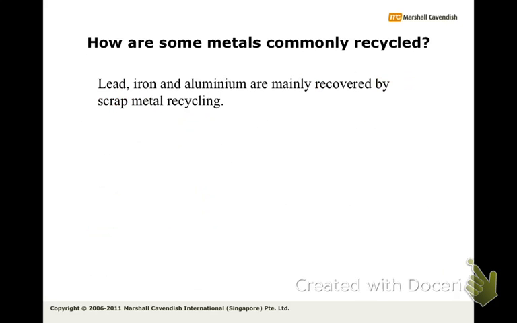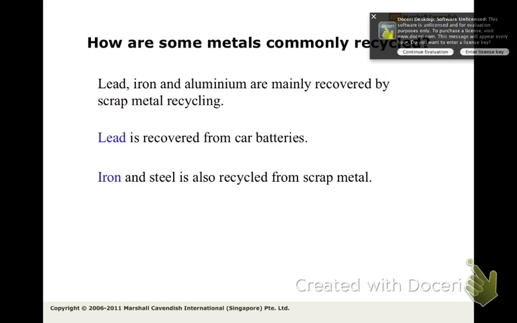Now basically the more common metals that you usually recover by scrap metal recycling are lead, iron and aluminum. Lead is recovered from car batteries. All the big car batteries that you see in your father's car, you can get lead from there.